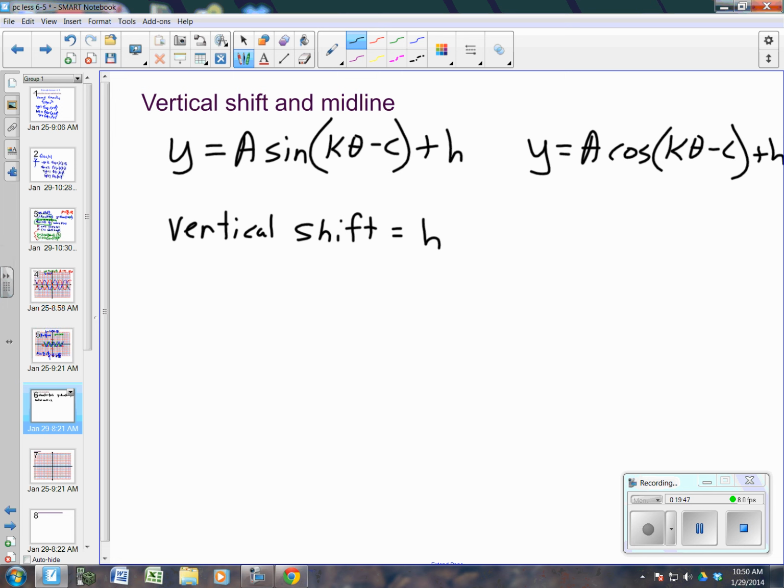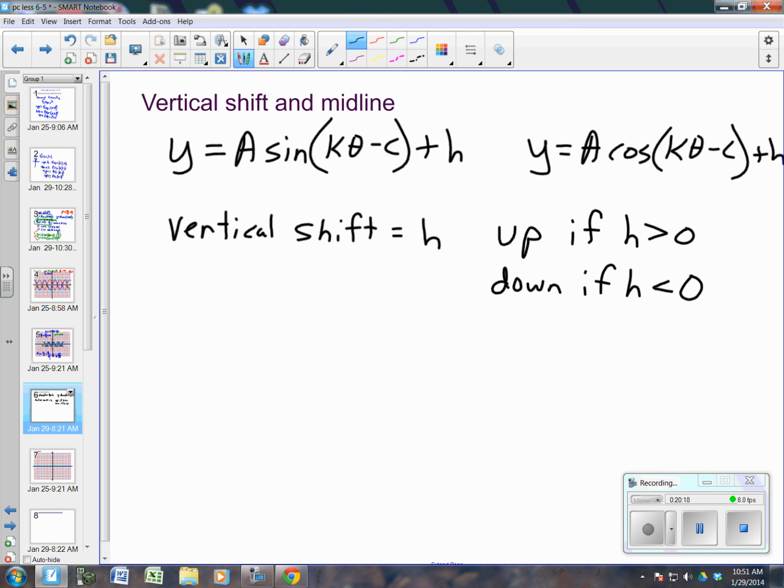So the number that's being added, could I put h before it? Could I put h plus a sine? Yeah, I could put the number in front up here. It shifts up if h is greater than 0, down if h is less than 0. This is just like the shifts on those other functions that we did. So we should be able to tell whether a function shifts up or down based on that.